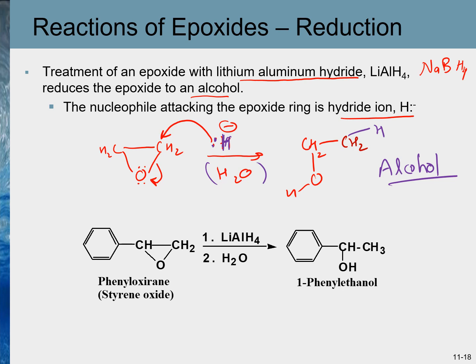Now, if our starting epoxide is asymmetrical, in that case, the hydride from the lithium aluminum hydride will prefer to attack the less hindered carbon atom, and hence the resulting alcohol will have OH group present on the more hindered carbon atom. So hydride prefers the less hindered carbon atom.